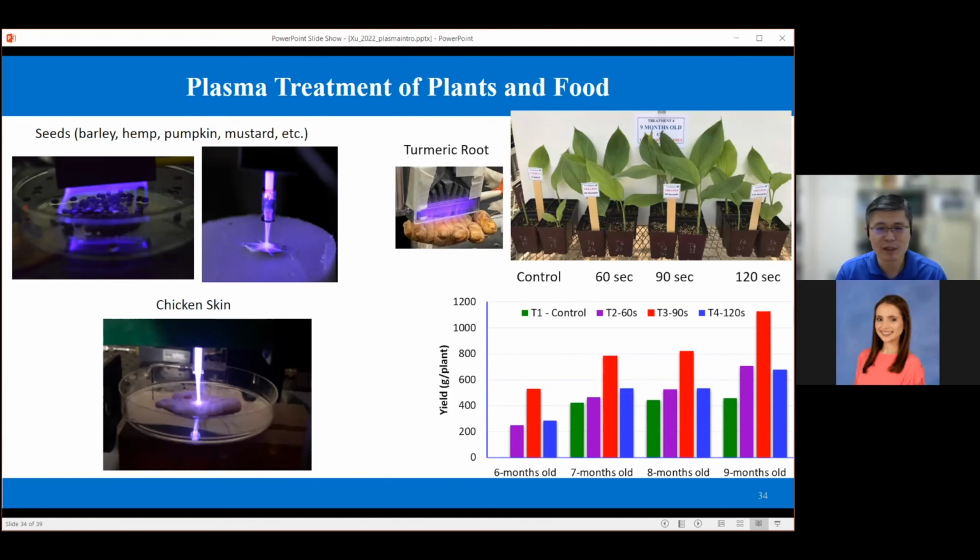And if this can be replicated across different crops, it can go a lot towards addressing food shortage issues around the world in the future.